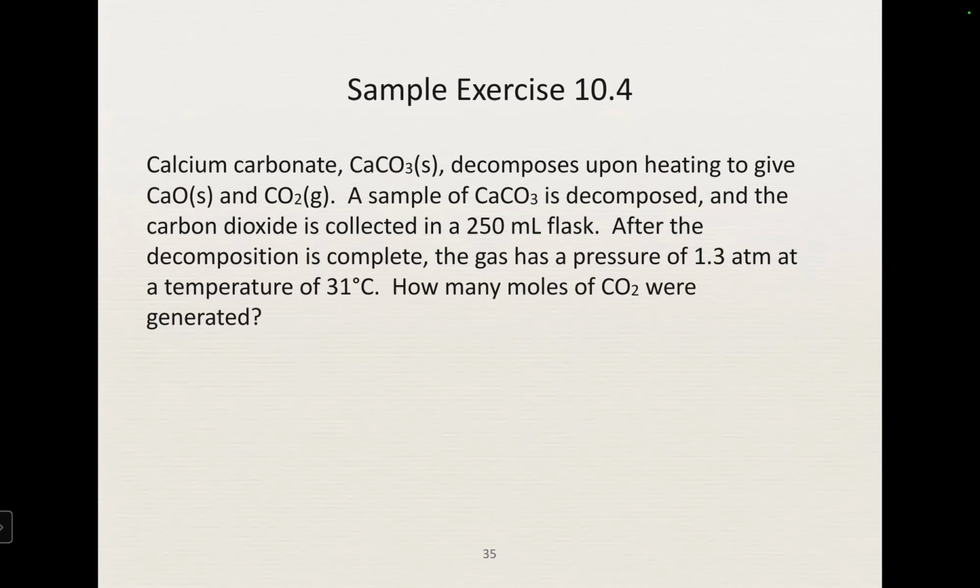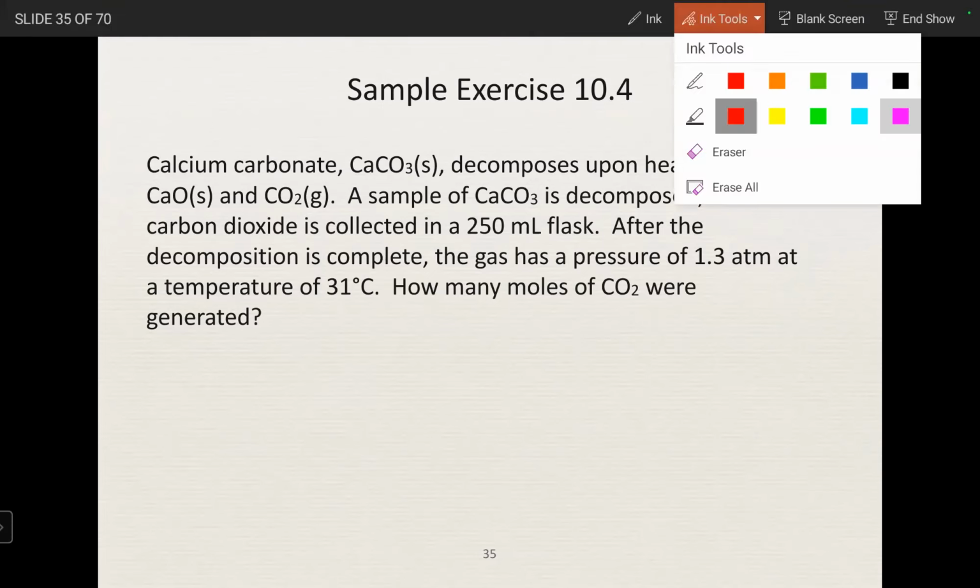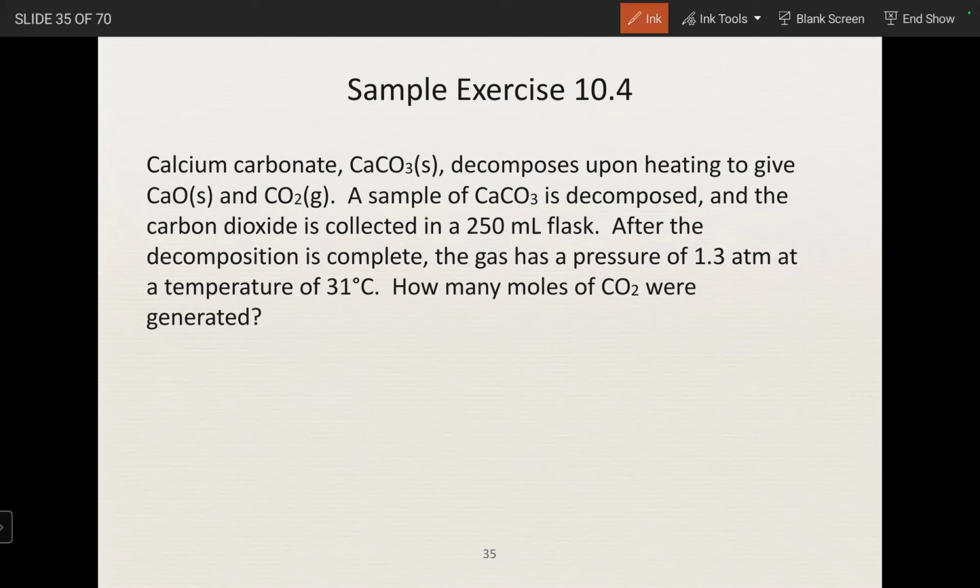And then with this question, a sample of that substance is subjected to heat, and then the resulting carbon dioxide that's produced is collected in a 250 milliliter flask. When the reaction is complete, when that decomposition is complete, the carbon dioxide now has a pressure of 1.3 atmospheres and a temperature of 31 degrees Celsius in that flask. We want to figure out how many moles of carbon dioxide were generated. So in this case, we're not seeing a gas sample change from P1 to P2 or anything like that. We're just trying to figure out how many moles are in this single sample under these specific set of conditions.